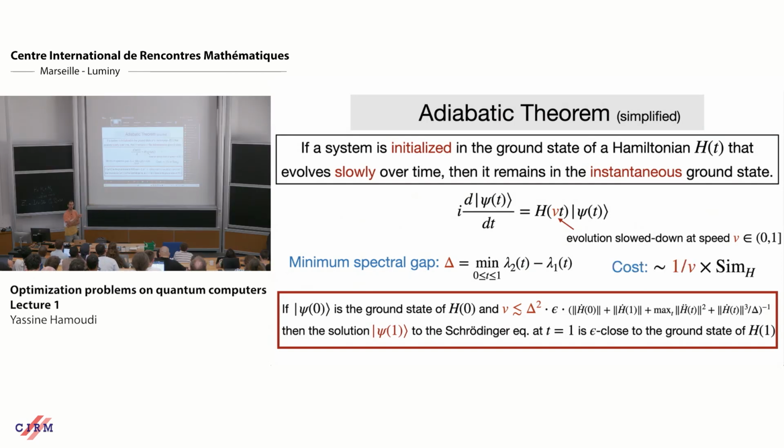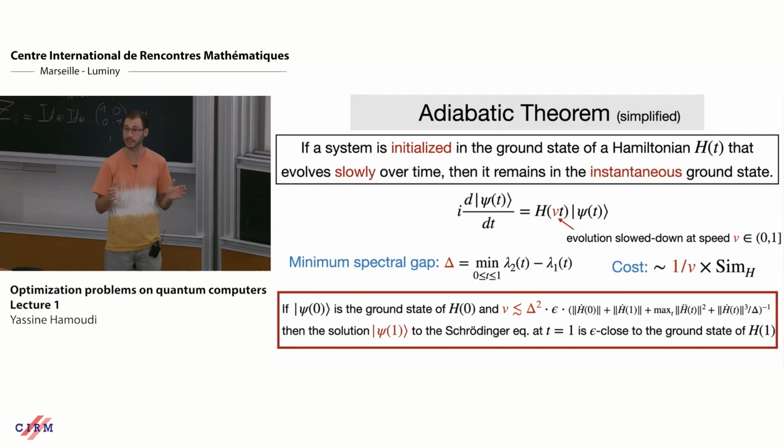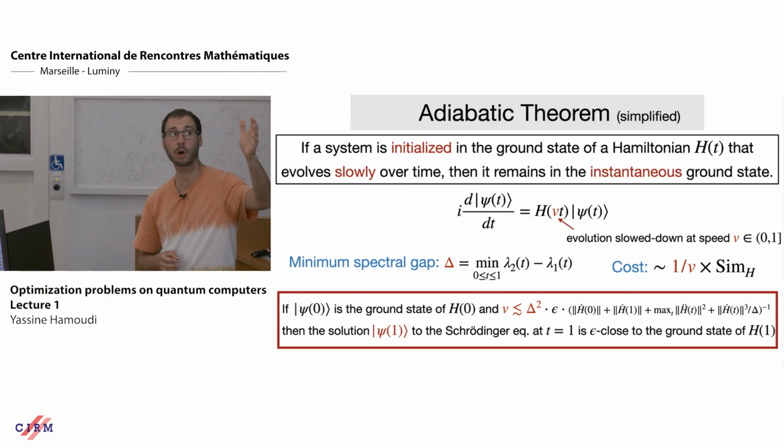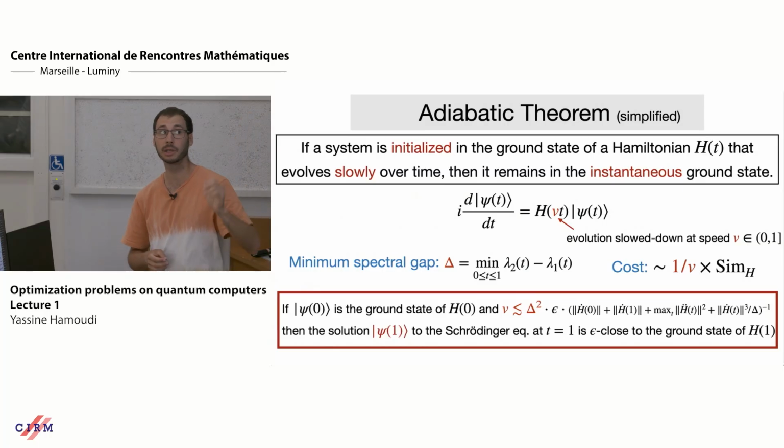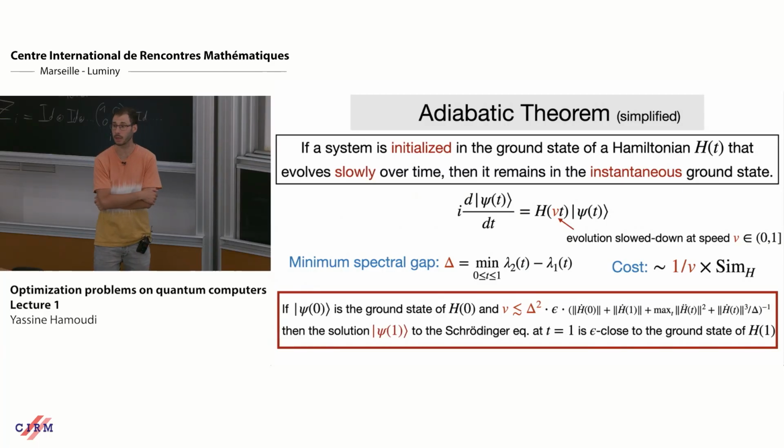And now the cost, as you can see, no longer depends on the overlap of a warm start with the ground state. Now the cost depends only on the simulation cost of H and how small the parameter v has to be. And if you can show that delta is quite large, then the entire cost could be much better than the one you would have using quantum phase estimation.